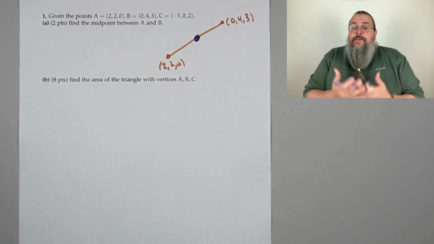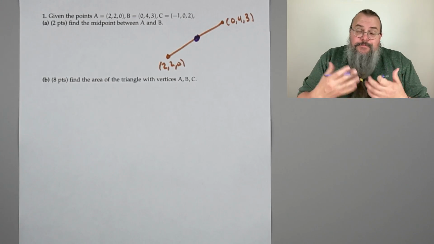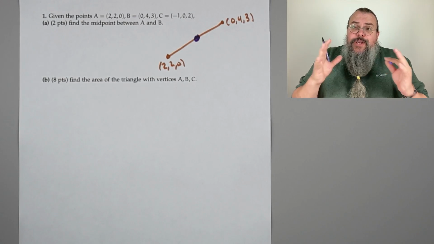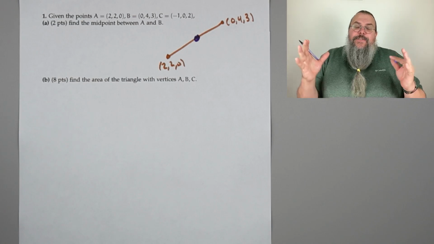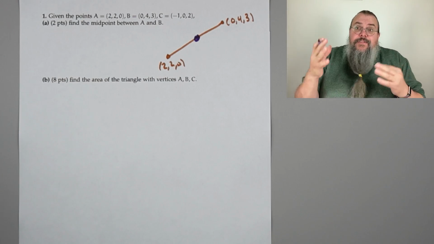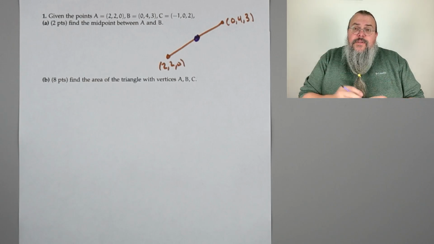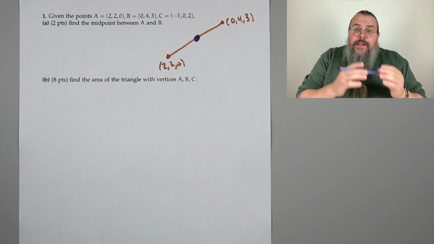Now, how do you find such a thing? Well, the nice thing is you do what you think you should do. You know, if I say, what's halfway between the numbers 5 and 9? Well, we'd say 7, right? And you do it by adding the two numbers and dividing by 2. You average. And what you do is you just do it entry by entry.